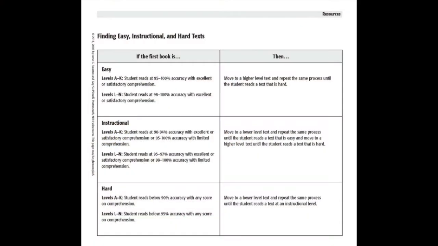On the back side of that is also the different explanations if it is an easy book for them, if it's an instructional book for them, or if the text is a little too hard. And that goes directly with the F&P test. So if your division uses F&P test, then this is absolutely not new information. You know exactly what I'm talking about.